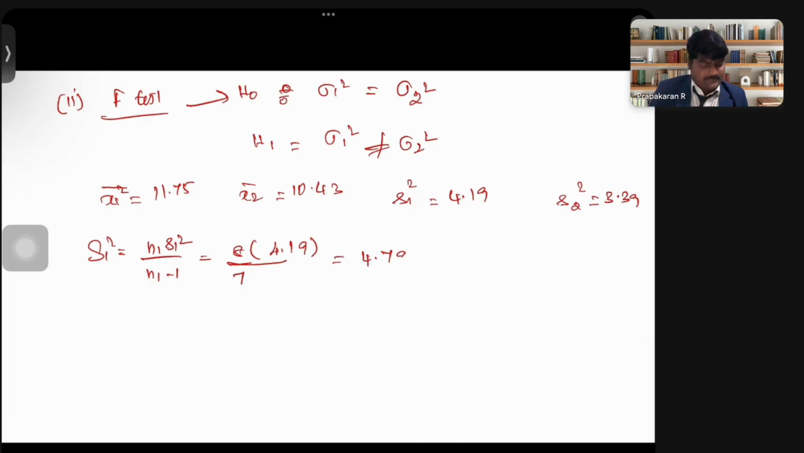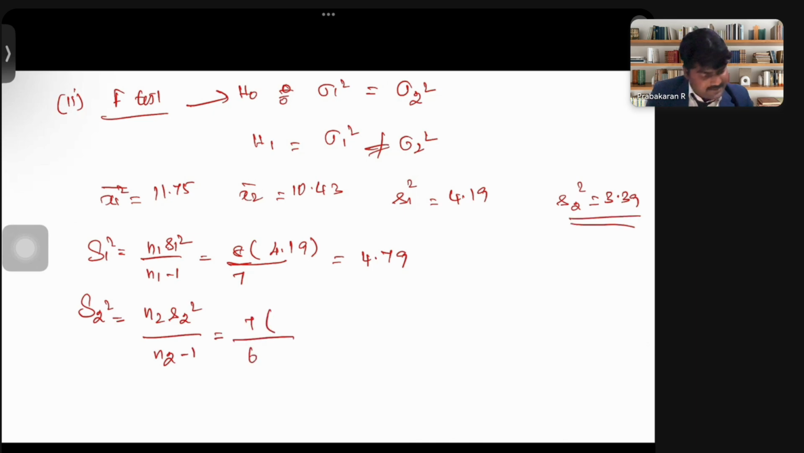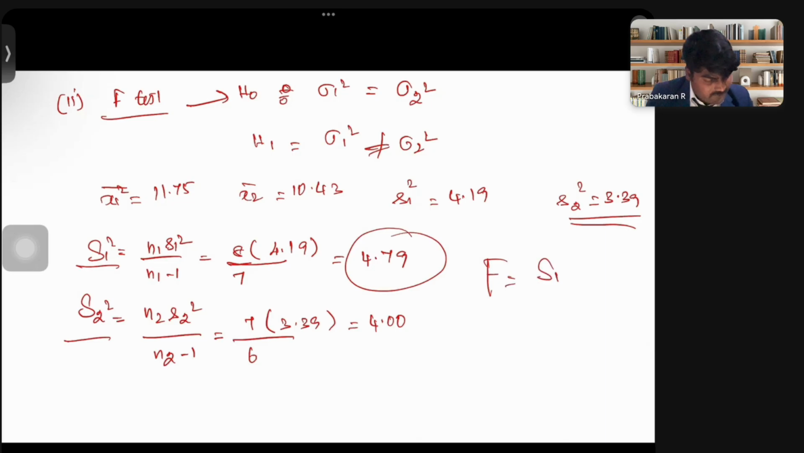The value is 4.79. Similarly, capital S2 square is N2 S2 square by N2 minus 1, that is 7 by 6. Second sample size is 7, right? Second variance is 3.39. The value is closer to 4. Now, by comparing S1 and S2, S1 square is the greater value, so the F-test is S1 square by S2 square, that is 4.79 by 4. Approximately it comes to 1.2. The test value is over.